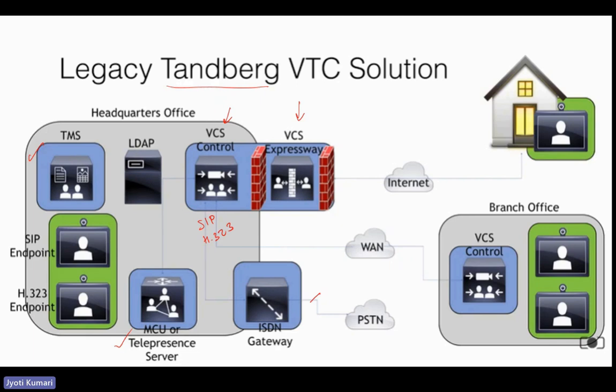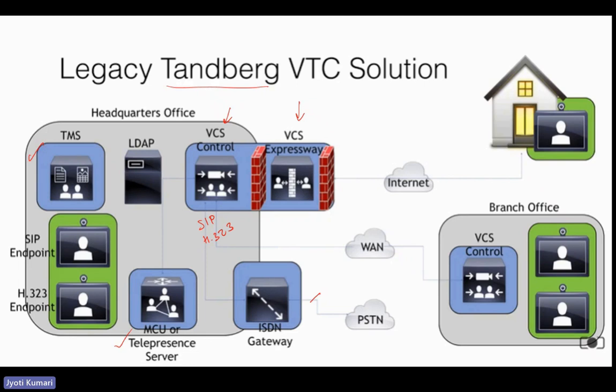All these can have registrations and their configurations from the VCS control. VCS control also supported SIP to H.323 gateway. So two of these protocols could communicate with one another. So it supported interworking between SIP and H.323.